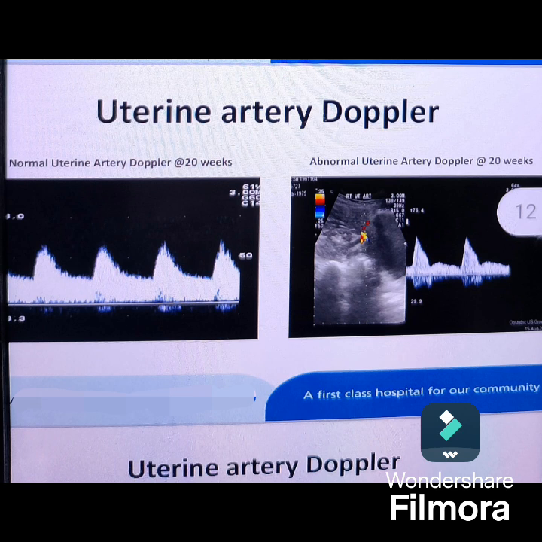Role of Doppler in pregnancy. Doppler velocimetry in pregnancy. It was Christian Doppler who gave the principle of the Doppler effect, the Doppler principle.